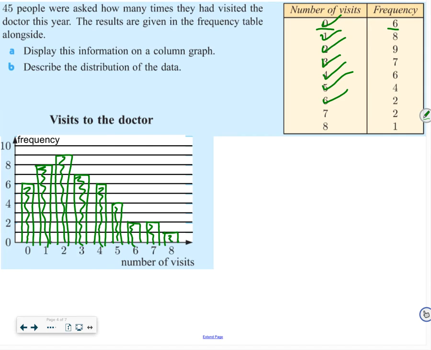And this is nice because we can see a more healthy person is visiting less frequently. So we only have a small number of people that might not be as healthy and visiting the doctor more often. Looking at the general shape of this graph, we can see that this is a positive skew. Okay, so we can describe our distribution as positively skewed.